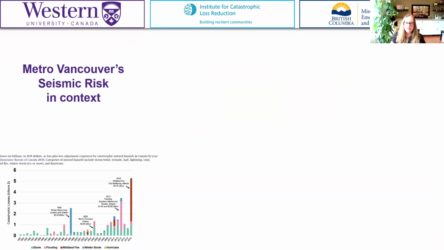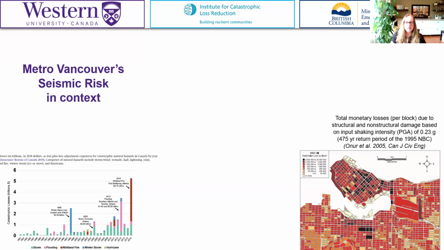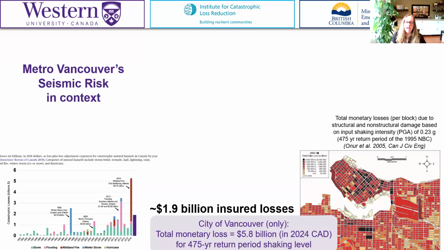Last but not least, since you're insurers or reinsurers, I talk in hazard, and that's what the maps are showing. But if we try to translate that to risk, the best I can do for you right now is to say that there was a study back in 2005 of the monetary losses just for the city of Vancouver, and they predicted about 2 billion in insured losses, if I use a factor of about 30% of the total monetary losses.